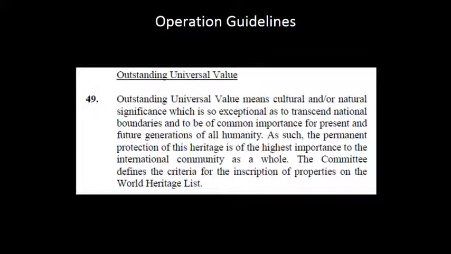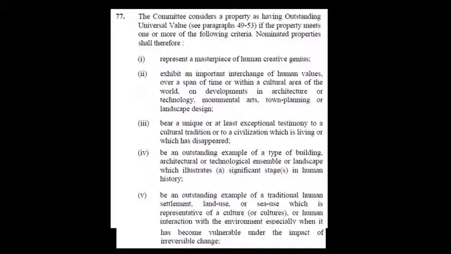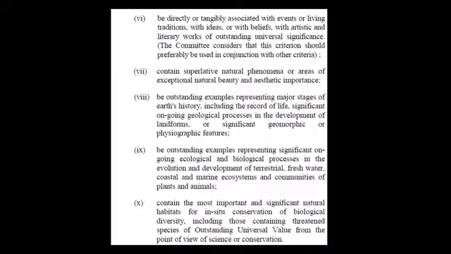Operational guidelines, paragraph 49 defines the criteria. These are the criteria for listing cultural heritage. So Roman numeral i represents a masterpiece of human creative genius, etc. And then vi to viii reflect the natural heritage. So you've got, for instance, Roman numeral vii, contains superlative natural phenomena or areas of exceptional natural beauty and aesthetic importance. Tomorrow we'll go to this incredibly beautiful area. You'll walk behind all of these waterfalls, and it really reflects that superlative natural phenomena, exceptional natural beauty and aesthetic importance. Similarly, the Great Barrier Reef, incredibly beautiful.